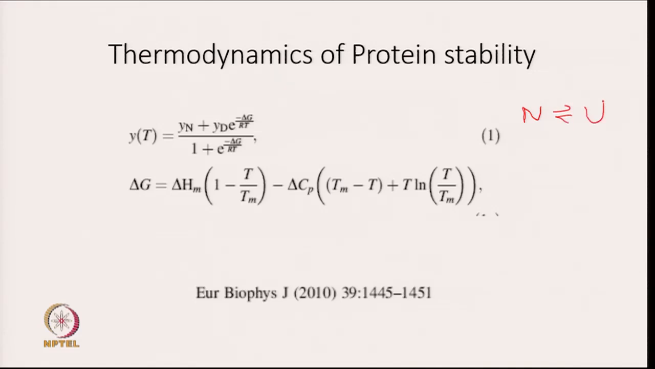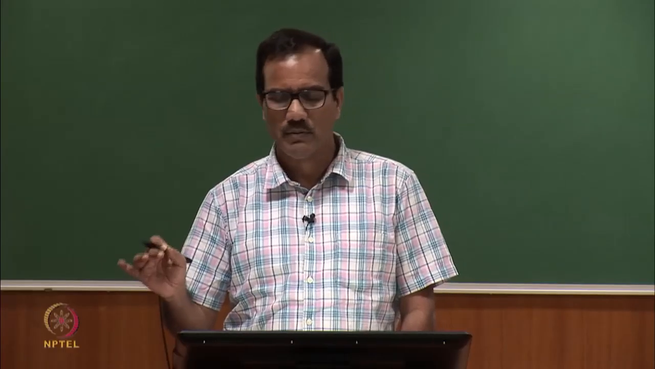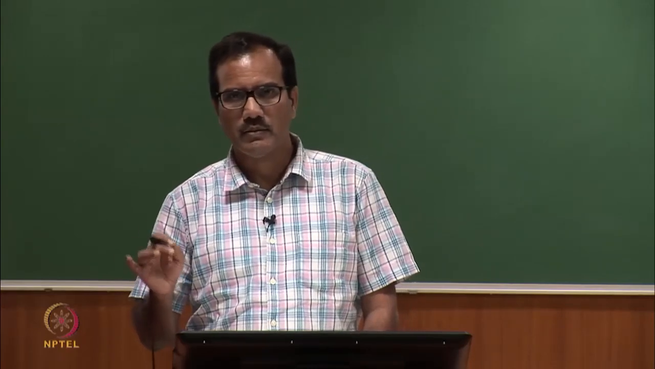If the delta G for this process is negative, then this process will be spontaneous and the protein will be unstable, because it is going from native to unfolded form. When delta G is positive, it means the process is non-spontaneous, and that will tell you that N is more stable than U. The N form of the protein is more stable than U, and thus the protein is stable.